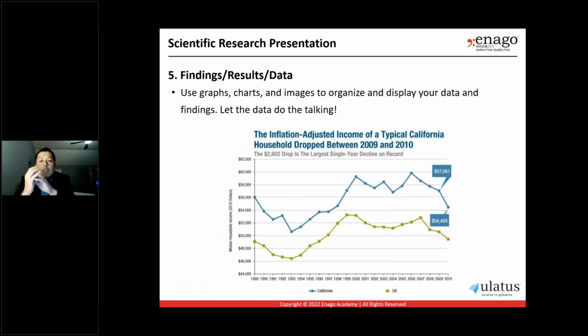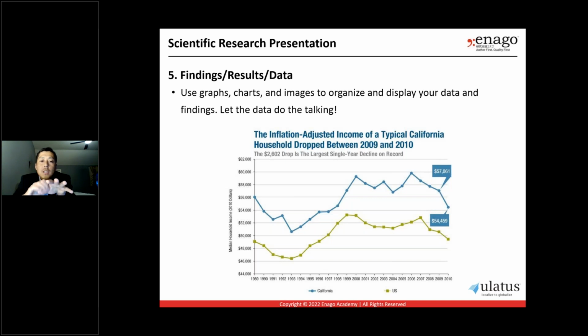So this is a good example of a graph that displays your data and findings, right? So it's always a good idea to let the data do the talking. So in this case, we have a graph, and on the top of the graph, there's already something there that tells you what it is that we're looking for, right? So we're looking at the inflation-adjusted income of typical California households, and it's telling you that it dropped between 2009 and 2010. So that's the key finding of this graph, right?